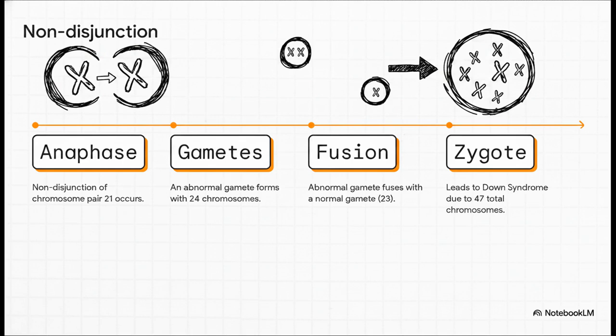If this happens at chromosome pair 21, it leads to an abnormal gamete with 24 chromosomes instead of 23. When that abnormal gamete fuses with a normal one, the resulting zygote has 47 chromosomes. Writing out that specific sequence, that's what earns you maximum marks.